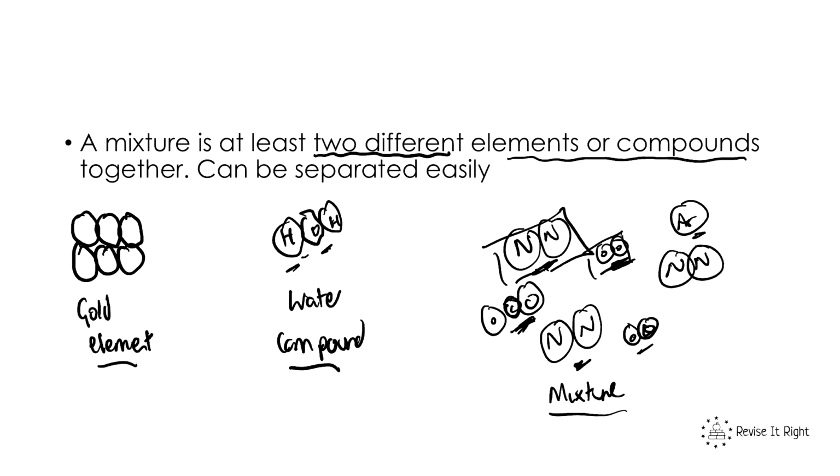So that's one difference. The second difference is that compounds cannot be separated easily. They need to go through a chemical reaction to be separated, whereas mixtures can be separated easily. Okay, now we're going to talk over the next few videos about different ways that we can separate mixtures.